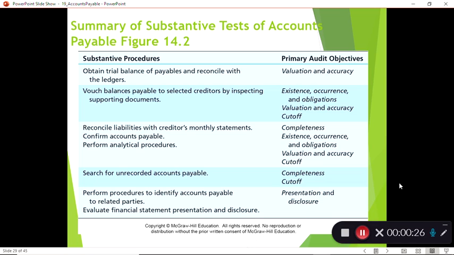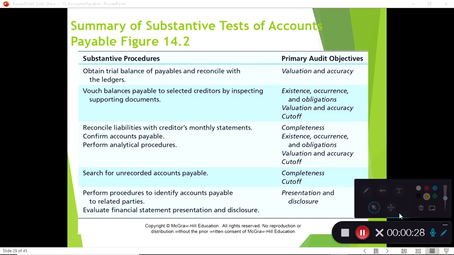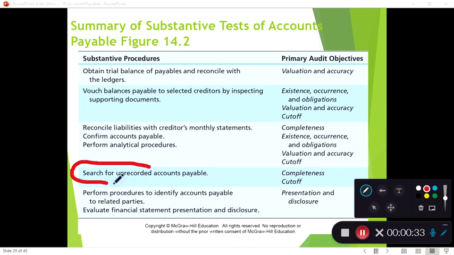And so if I look, the biggest one we're going to do as auditors is the search for unrecorded accounts payable, right? Because this is ultimately getting that understatement, which is our primary concern with accounts payable. And again, understatement is always tied to this completeness assertion slash objective, right? And so we'll spend some time on the next couple of slides about that.